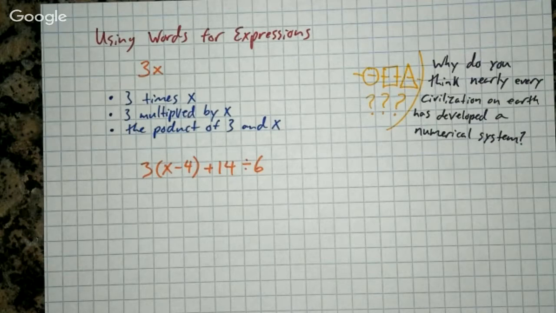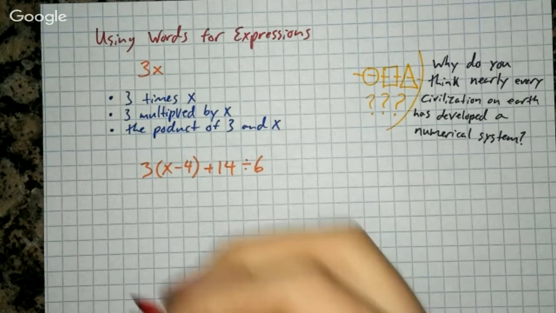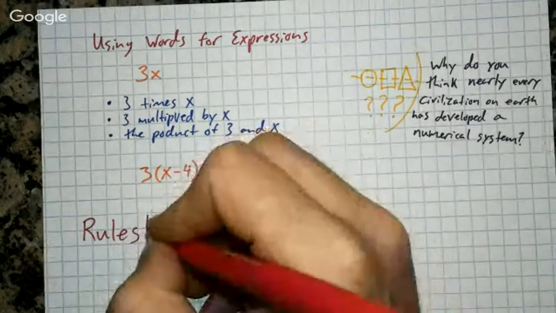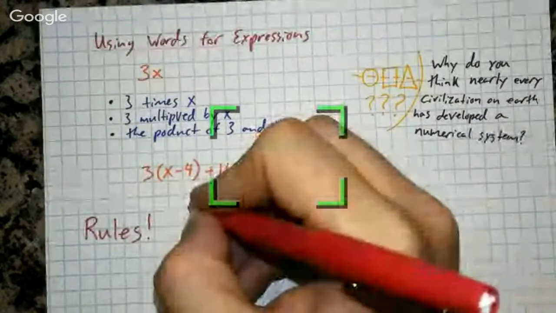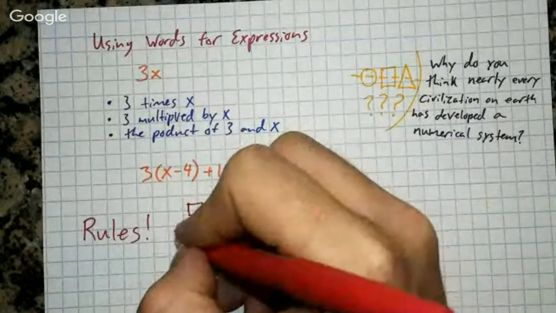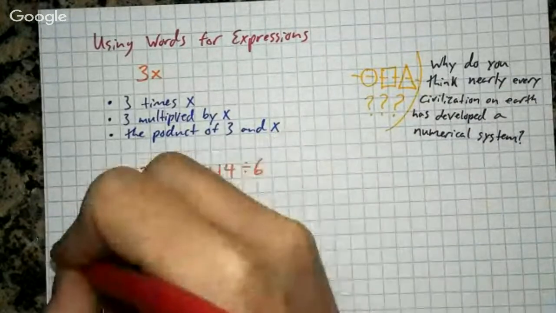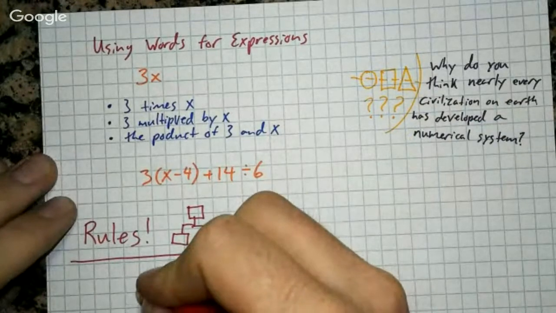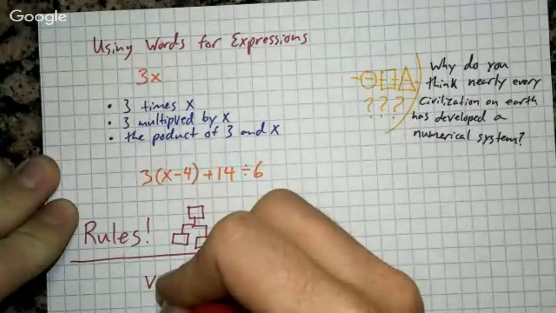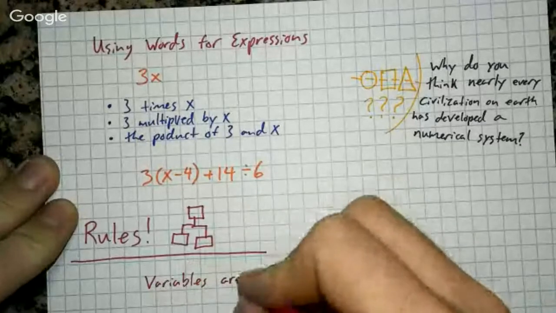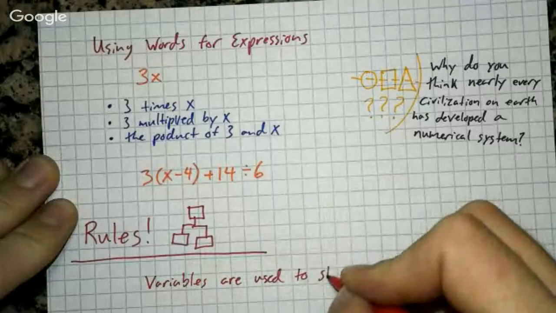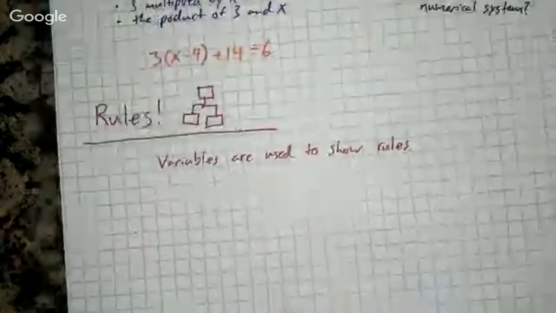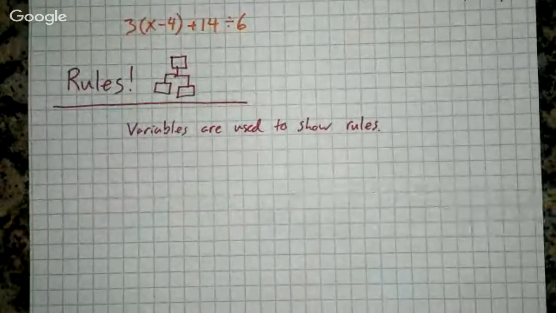That's all we're going to talk about with words for expressions, but we are going to do this part now where we're going to come in for some rules. All right, and let's go ahead and draw our rules icon, which lets us know that we have some rules we're going to be talking about. Okay, and variables are used to show rules, different mathematical rules. We use variables to understand.